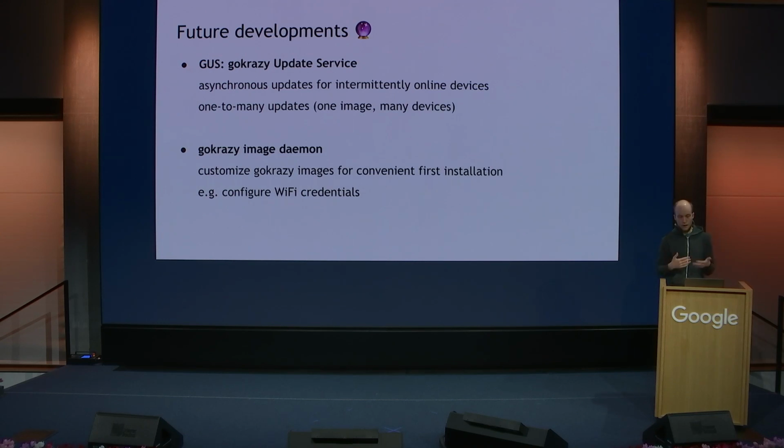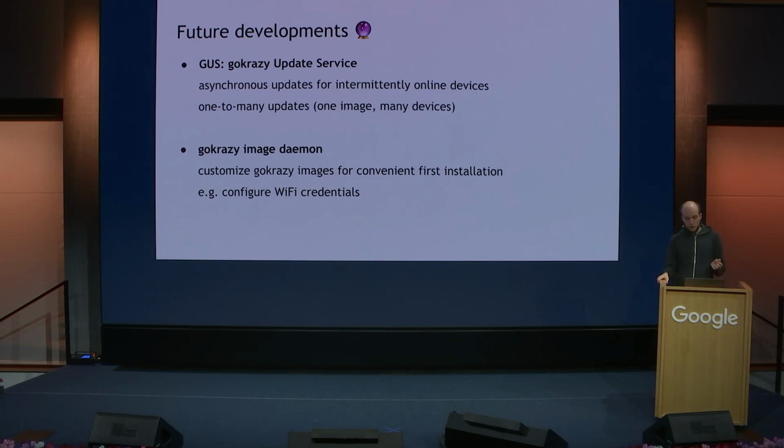This is important if you have intermittently online devices, but notably, it also allows you to implement one-to-many updates, meaning that as an appliance author, for example, if I were to say, I want to make it easy for people to run my ScanToDrive, I could just build a new image of ScanToDrive, for example, in my GitHub Actions CI, and then upload it to GUS and have many, many people download this new update from GUS.